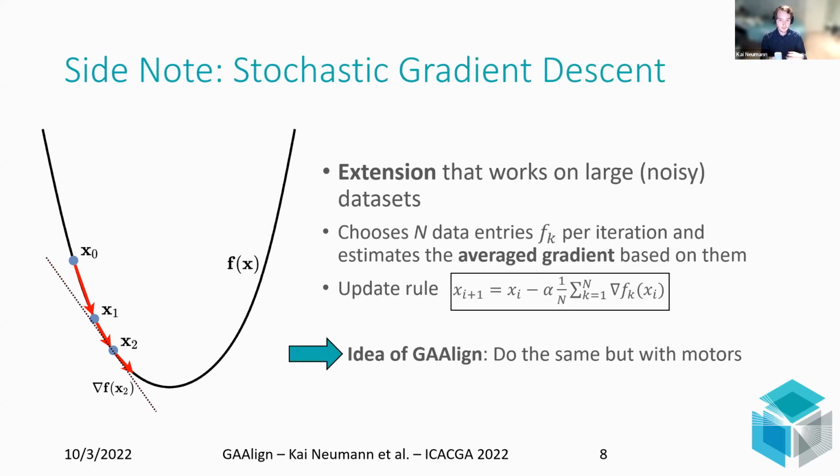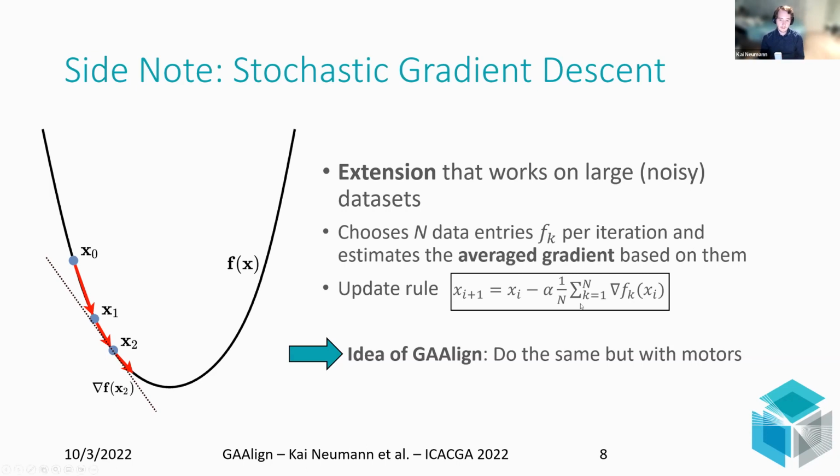One popular extension of this algorithm is called stochastic gradient descent. And this also works on large and noisy data sets. And it, for example, is popular in machine learning or derivatives of it. For this extension, instead of just calculating one gradient, we choose n data entries that I named f_k for each iteration, and then we calculate the average gradient based on them. So we always take a little step in the direction of the average gradient.